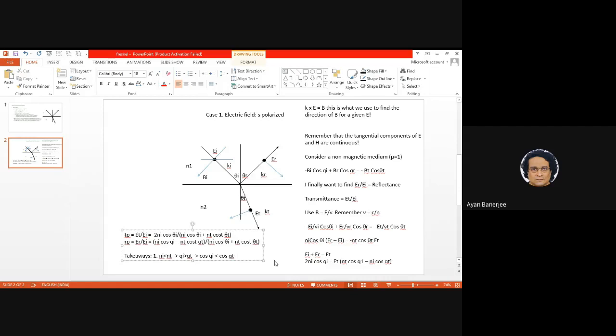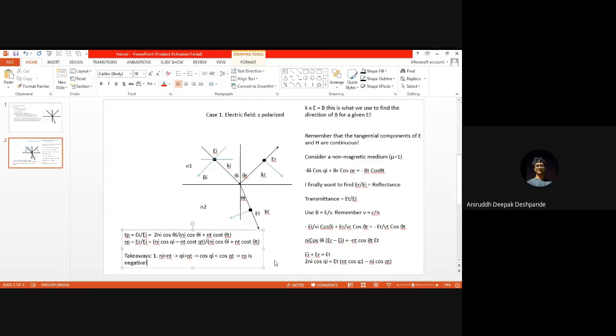So RP is negative. What does this mean, guys? What is the meaning of RP being negative? इसका मतलब क्या हुआ? RP is negative means what?